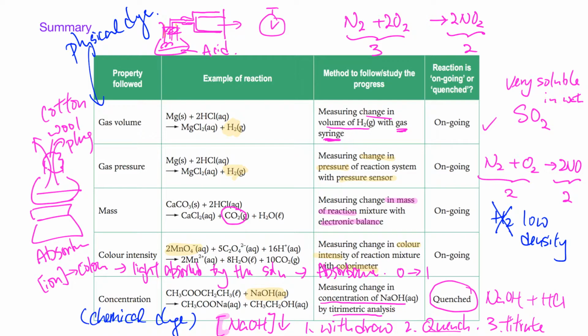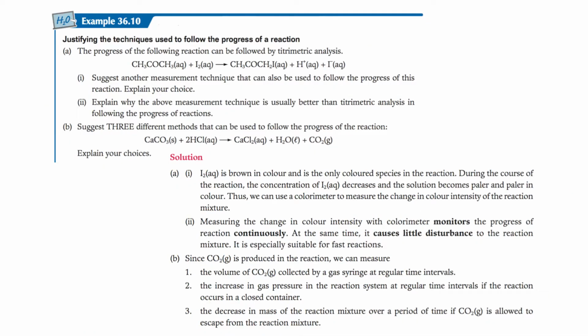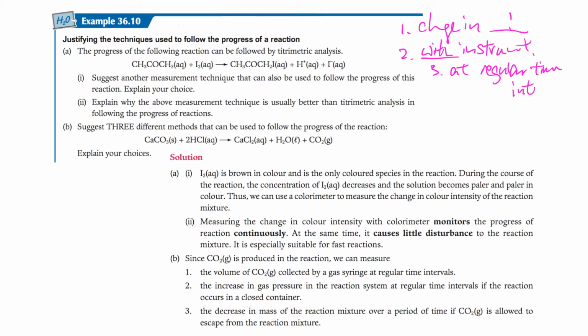So basically we have five methods to monitor the rate of reactions. In the exam, we'll give you an unknown experiment, something you haven't seen before, and ask you to suggest ways to measure the rate. When you measure the rate, you include what you're going to measure, the change in what things, and with what instrument, and remember to say at regular time intervals.